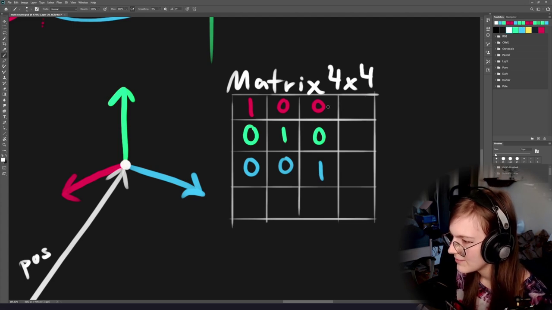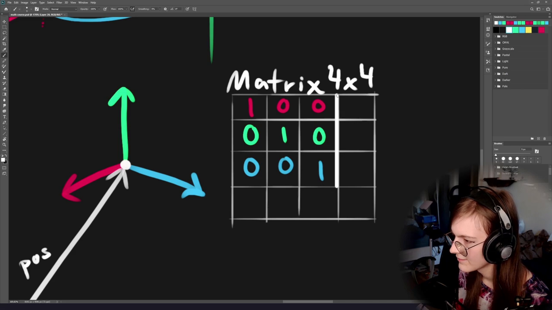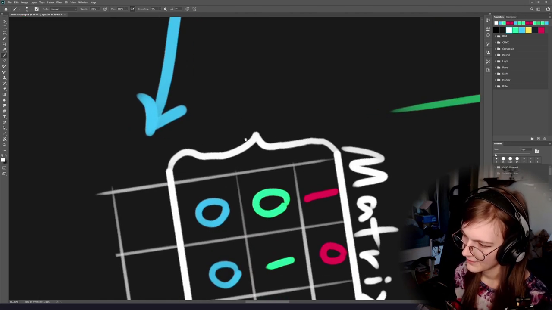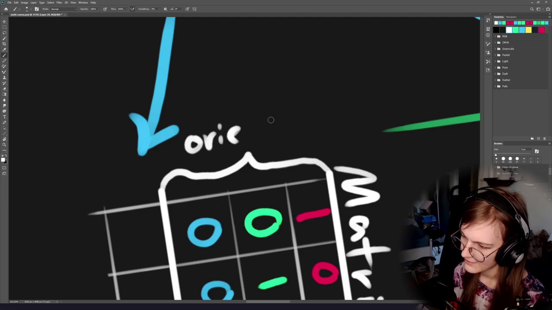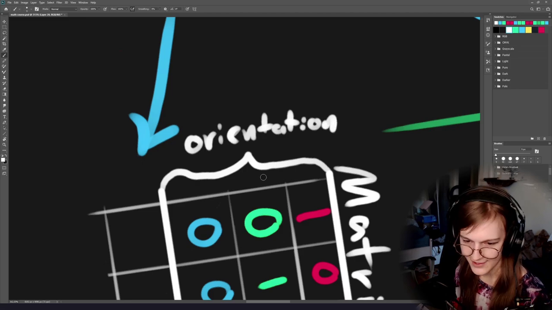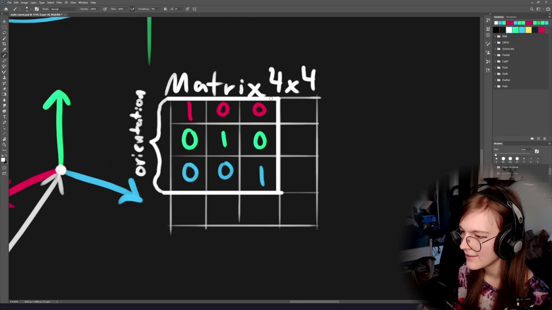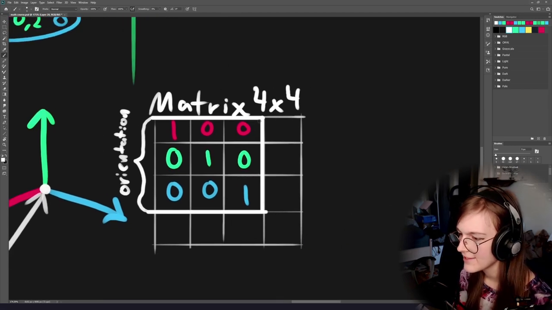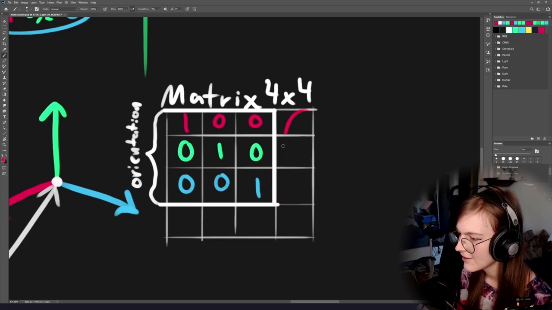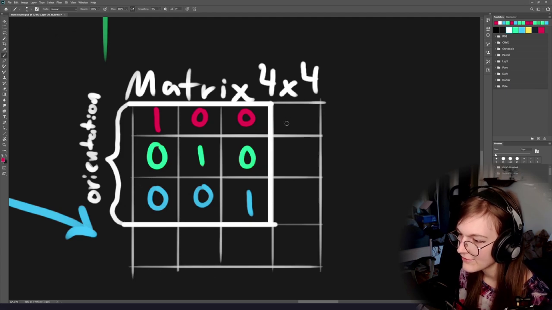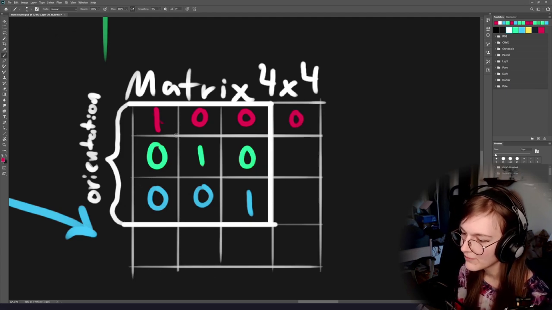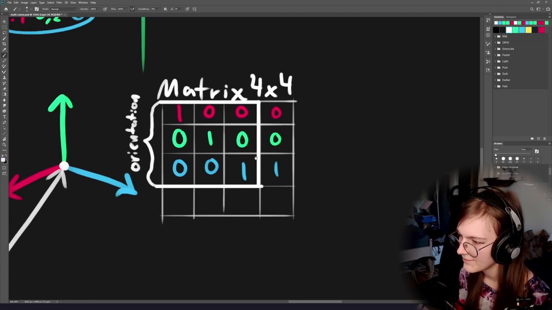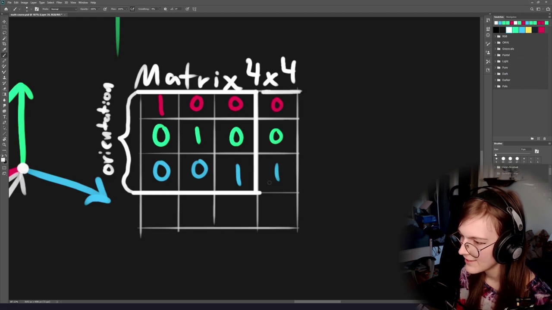Let me just, maybe I should mark these somehow. Okay, so this specifies the orientation or rotation, whatever terminology you want to use. So that's this 3x3 grid here. Okay, so now the way that position is stored in these matrices is this column here. So you have the position here. So if you want to do the identity matrix, then you would only have ones along the diagonal. So if you want to have a position at 0, you would have these components right here. And these would then together define the position.